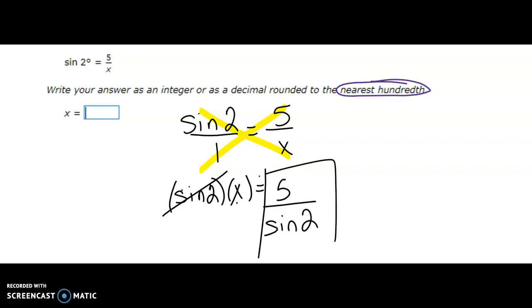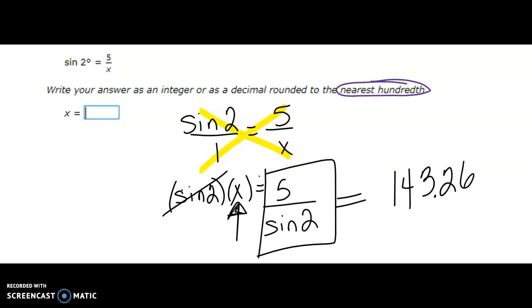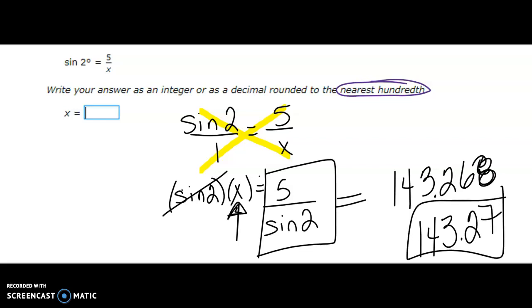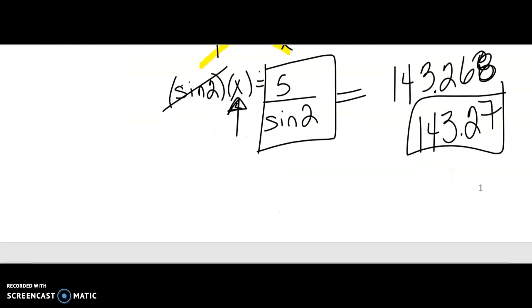If you put the whole thing in the calculator at the very beginning or at the end, when x is already by itself, then you only have to round once. So fraction 5 over sine 2, 143.268, 143.27. Okay. That's it.